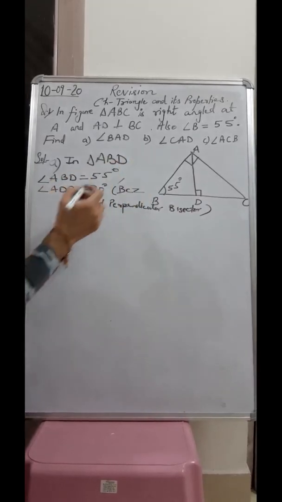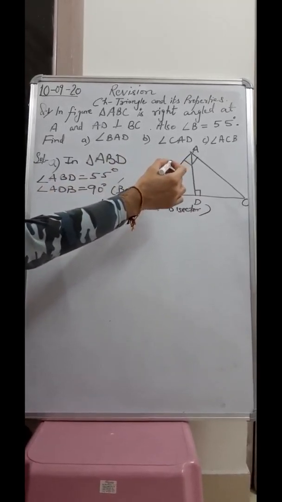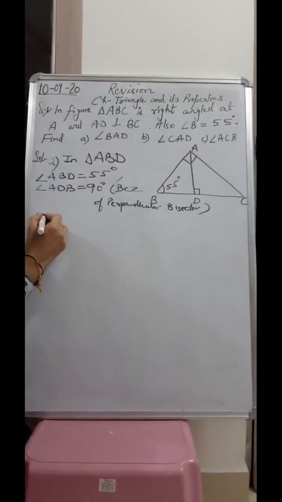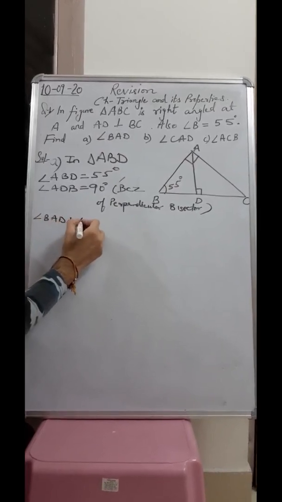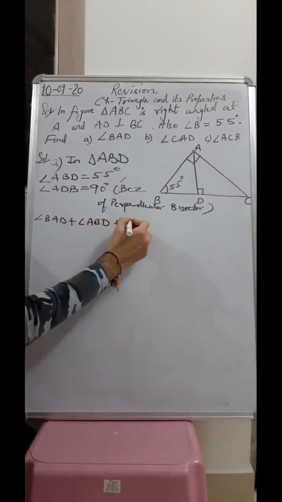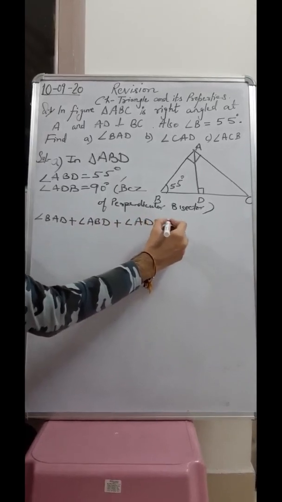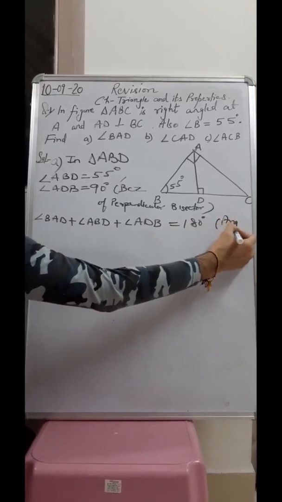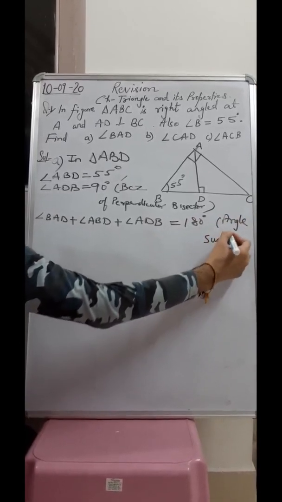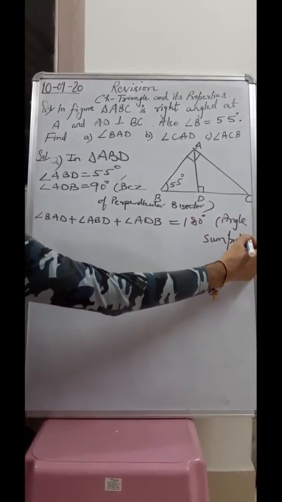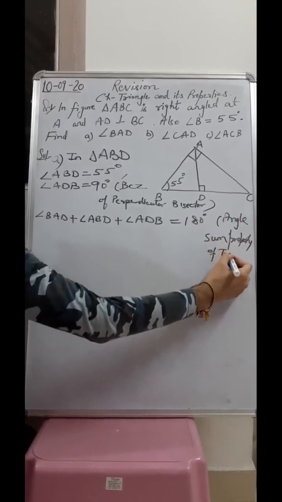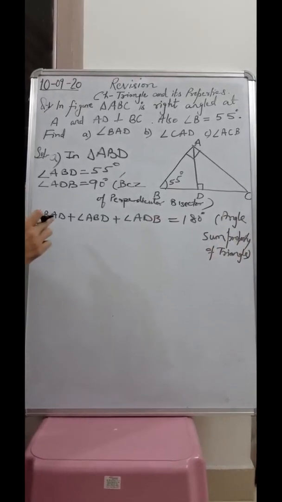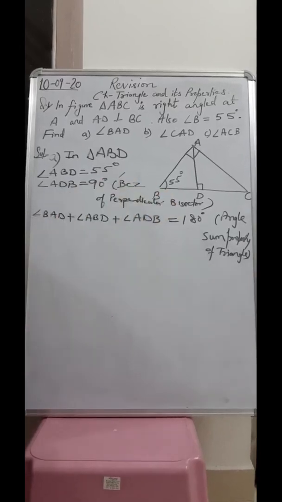So in this triangle we have been asked to, first we are going to find out angle BAD. So angle BAD plus angle ABD plus angle ADB will be equal to 180 degree, and the reason will be angle sum property of triangle. The angle sum property of triangle is always 180 degree. That means the sum of three angles in a triangle is 180 degree.